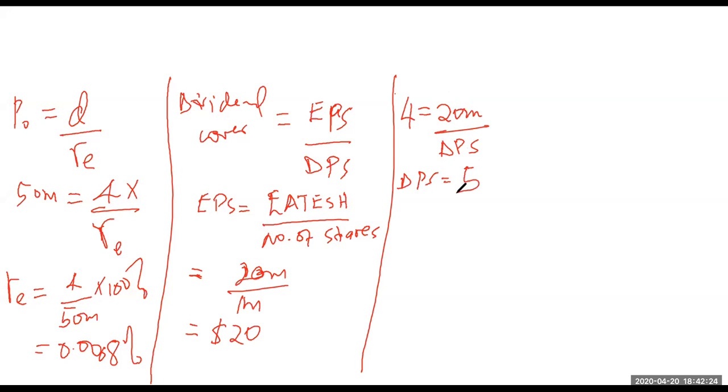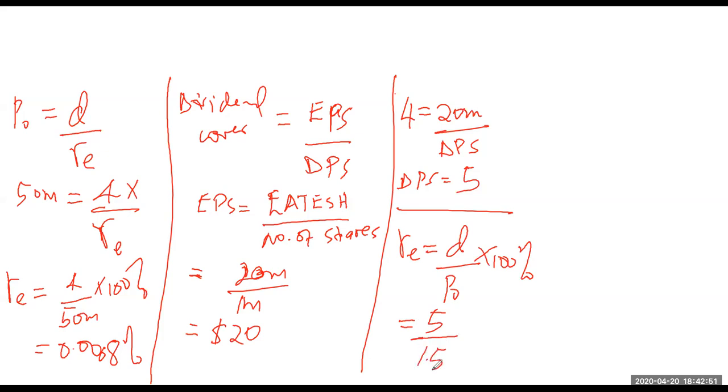Then you do the cost of equity formula, which is cost of equity, RE, equals D naught over P naught. So the D naught is 5 over the market value, which is 1.5? I don't know, because if I remember, 1.5 was for question one. Sorry, I think I've lost it, but we can continue from there.